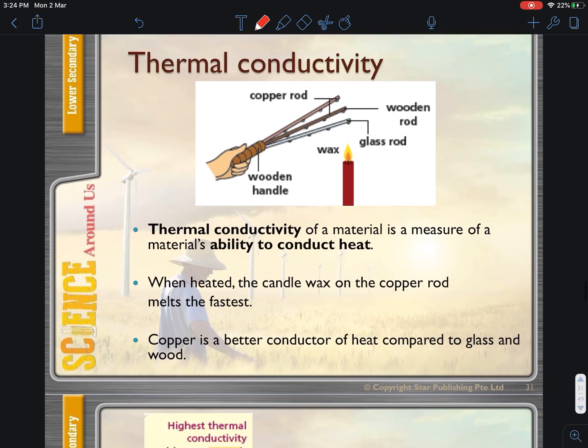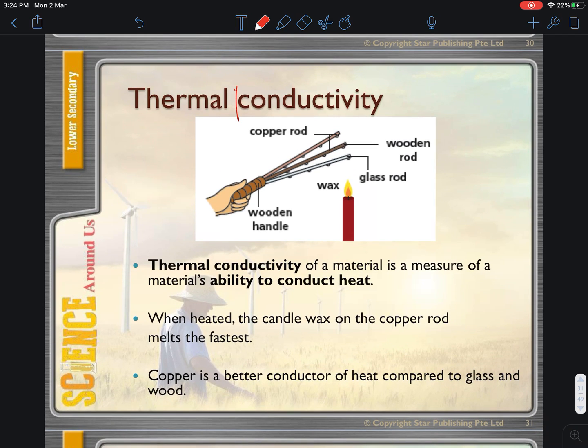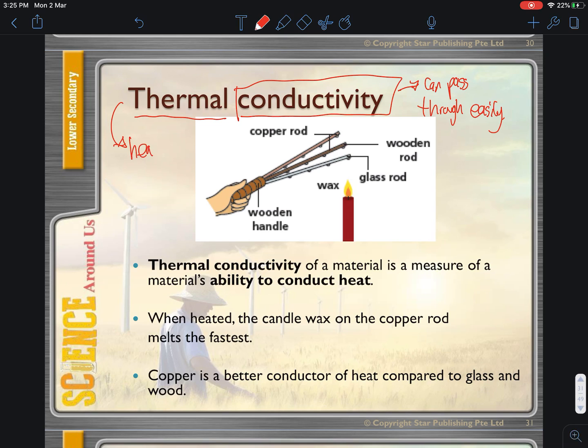Okay, next, thermal conductivity. The meaning of conductivity is that something can pass through easily. So when they use the word electrical, it means electricity can pass through easily. When they use the word thermal, it means that heat can pass through easily. And thermal conductivity of a material is a measure of the material's ability to conduct heat.